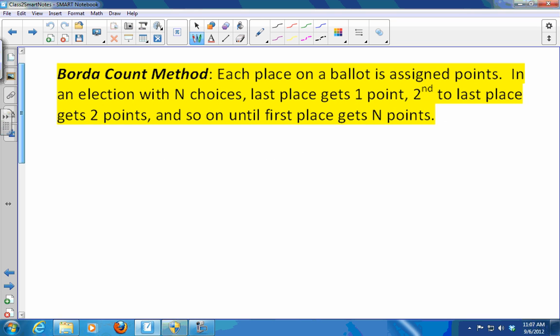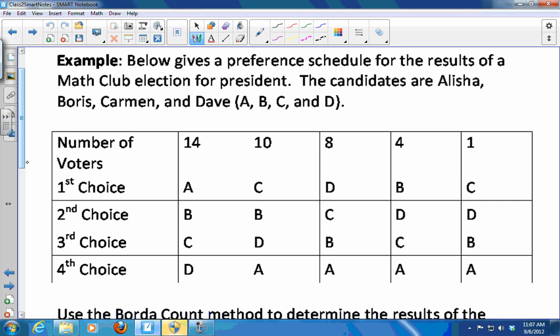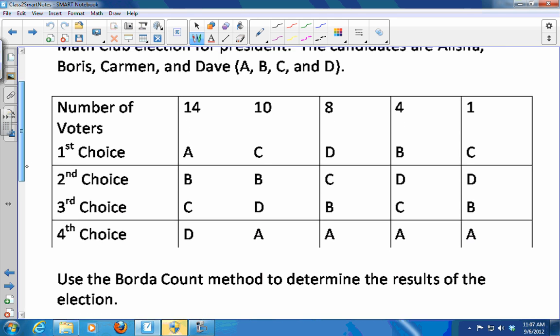So the first one is called the Borda count method. Each place on a ballot is assigned points. So in an election that has n choices, last place gets 1 point, second to last gets 2 points, all the way up to first place gets n points. So we'll do a quick example. Here's a preference schedule for the results of a math club election for president. The candidates are Alicia, Boris, Carmen, and Dave, A, B, C, and D.